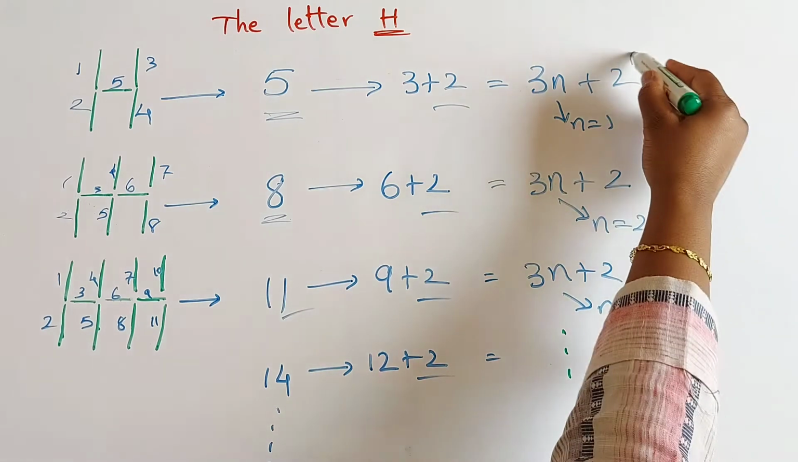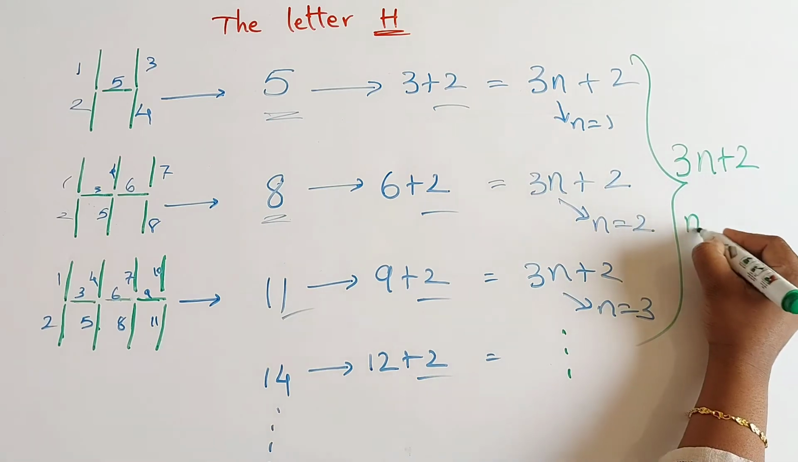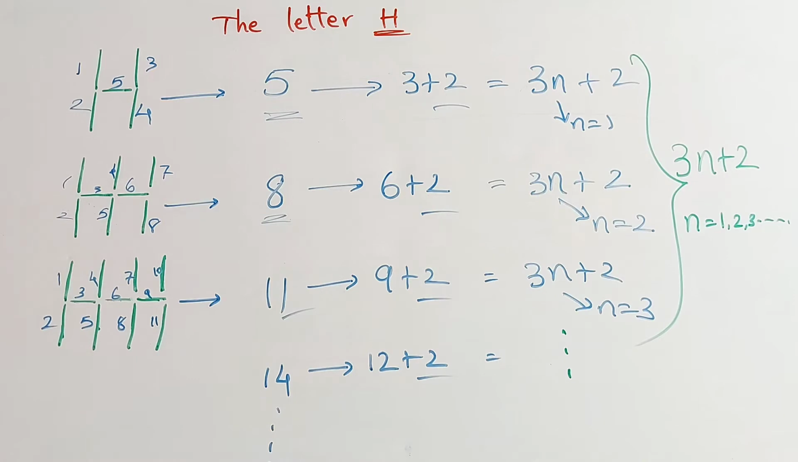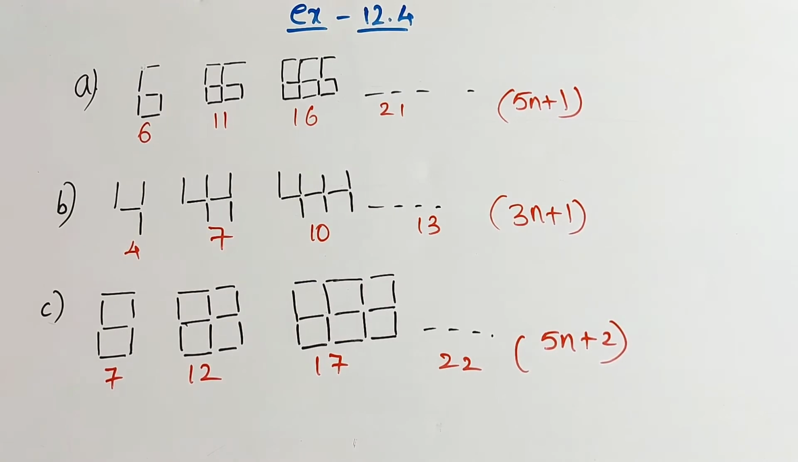So on. Therefore, this pattern answer is 3n plus 2. Here n is 1, 2, 3, so on. Right, children? Now let us start exercise 12.4, children.